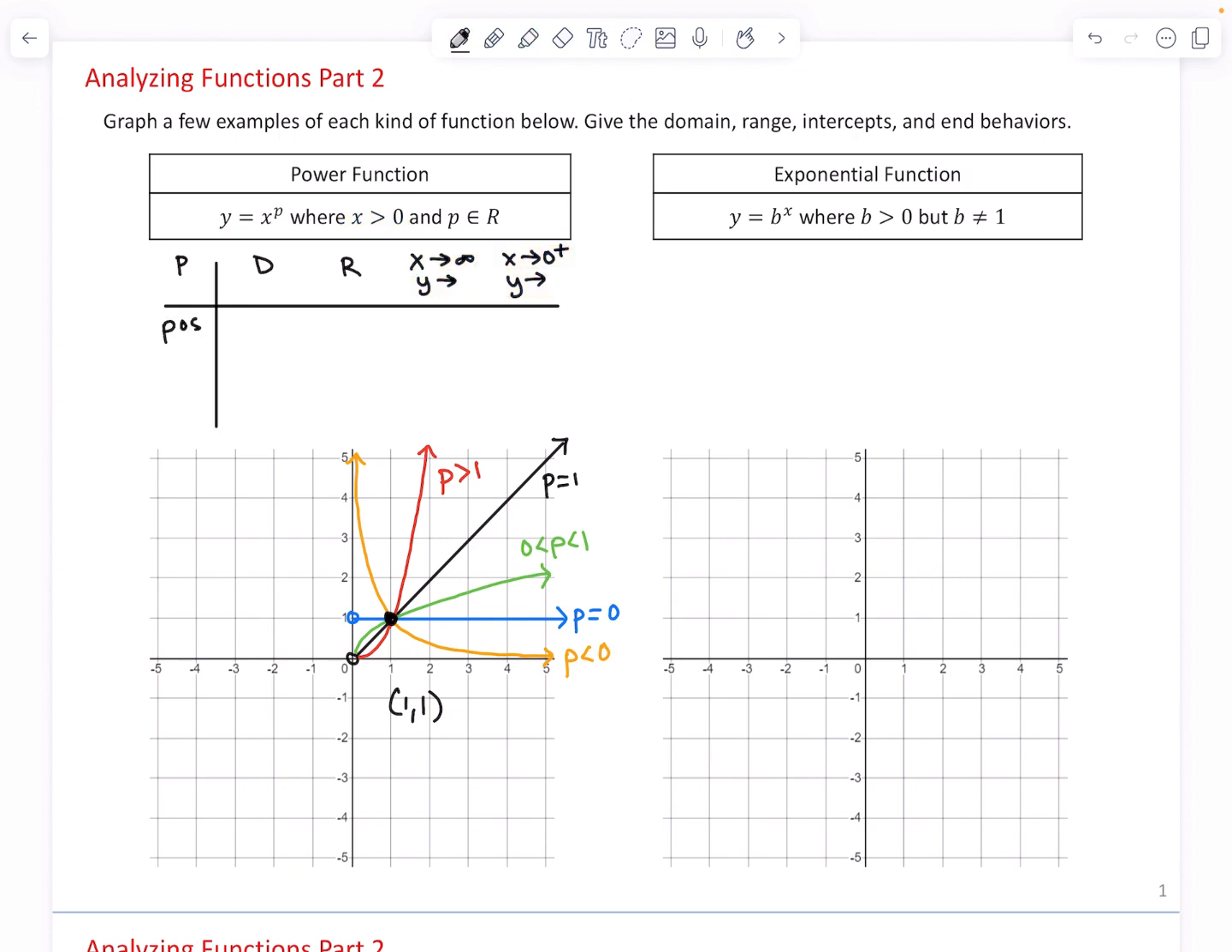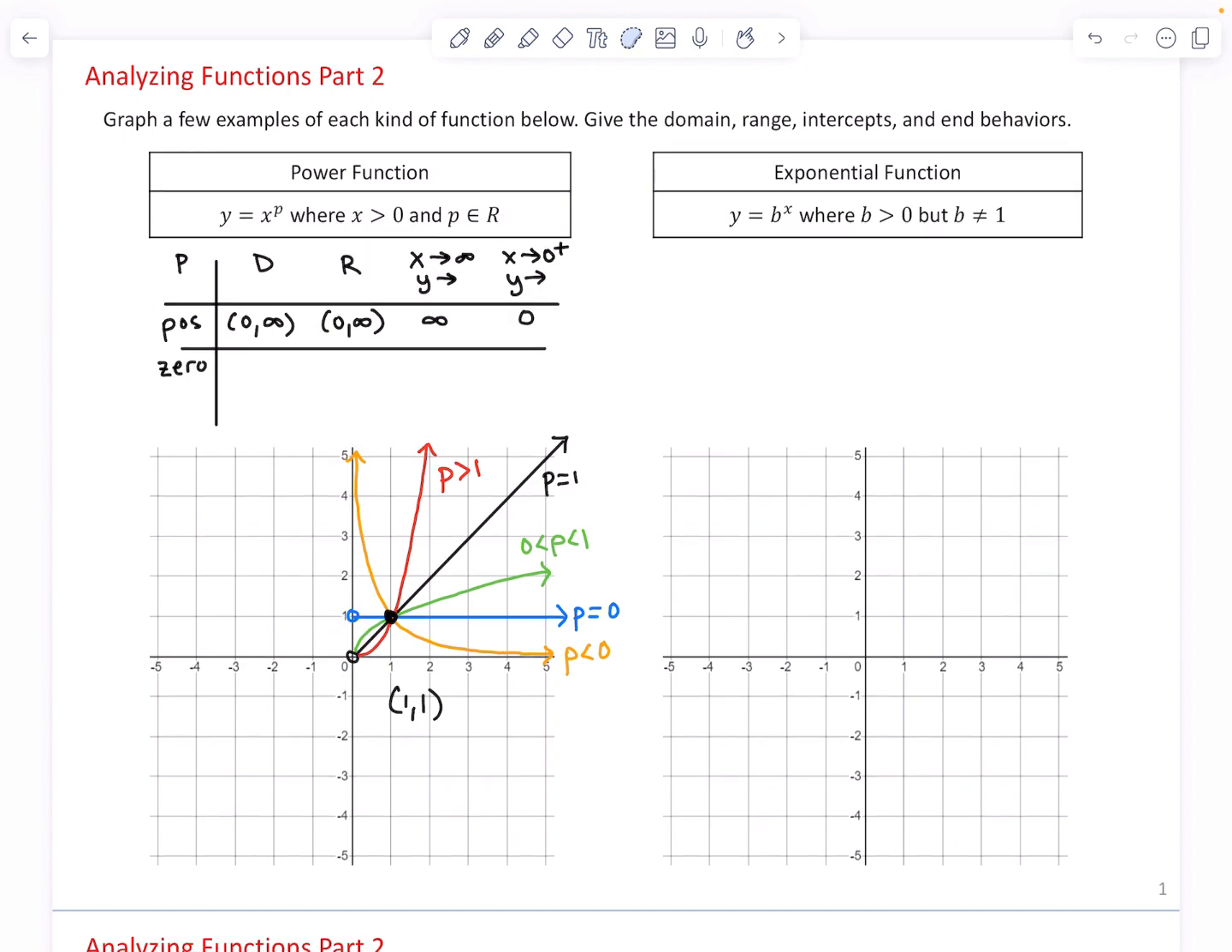So if p is positive, the domain is 0 to infinity, and in these three cases, as we go to the right, the y-coordinates will increase to infinity. So the range will be 0 to infinity. The y-coordinates will approach infinity as x approaches infinity. And for these three colors, as x gets closer to 0, all of these graphs approach the origin.